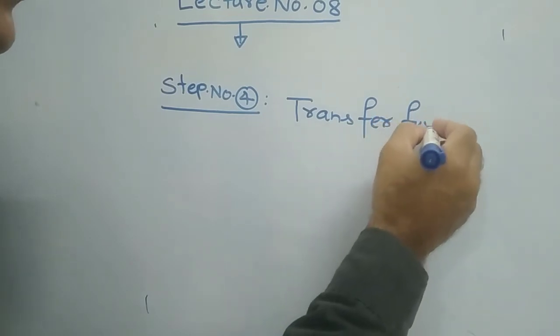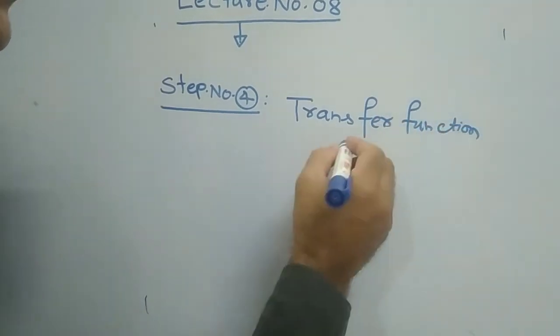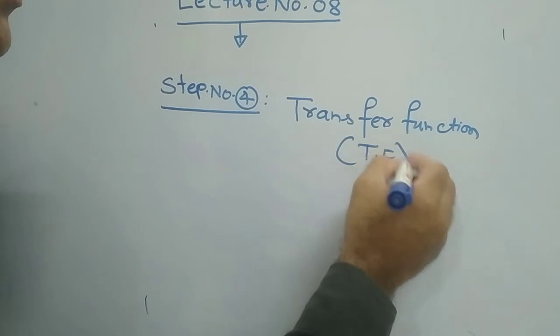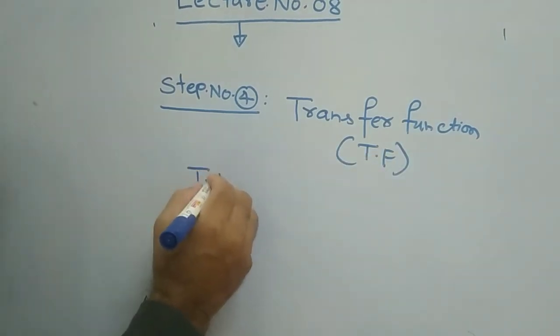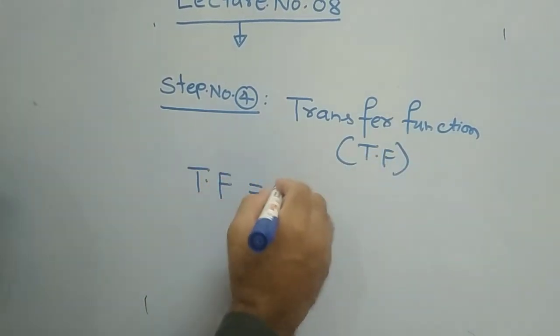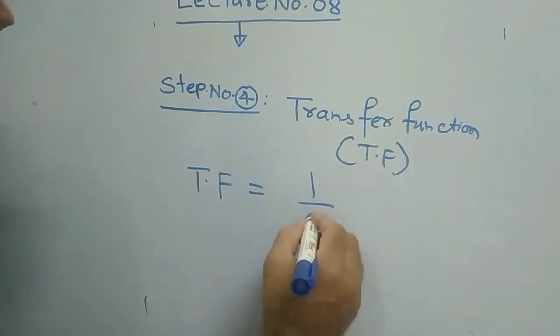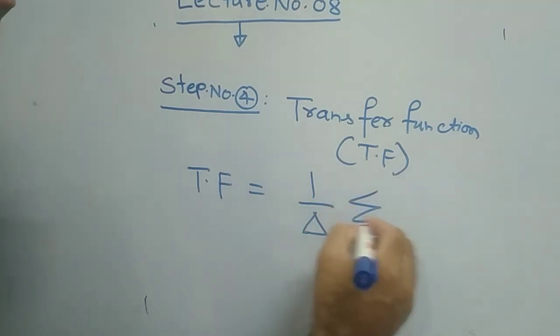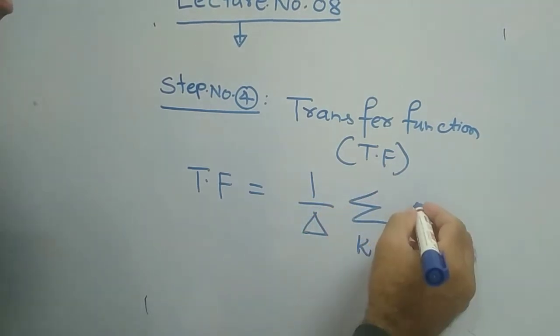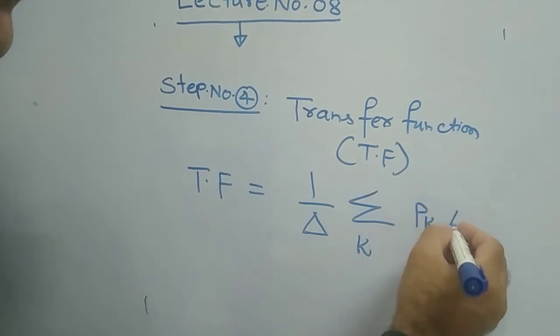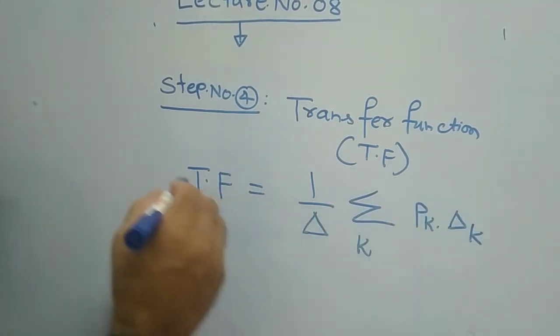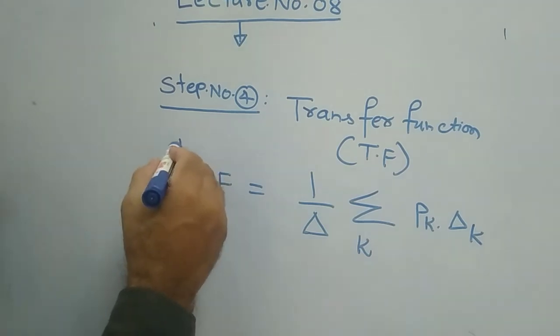The transfer function is nothing but TF. What is TF? TF is equal to 1 by delta sigma k, p suffix k delta suffix k. This is your problem. This is your formula.